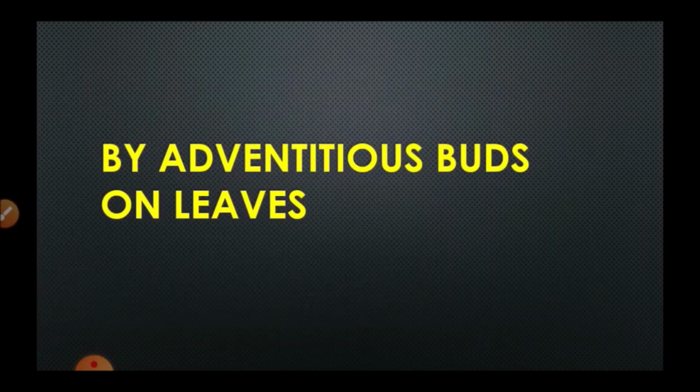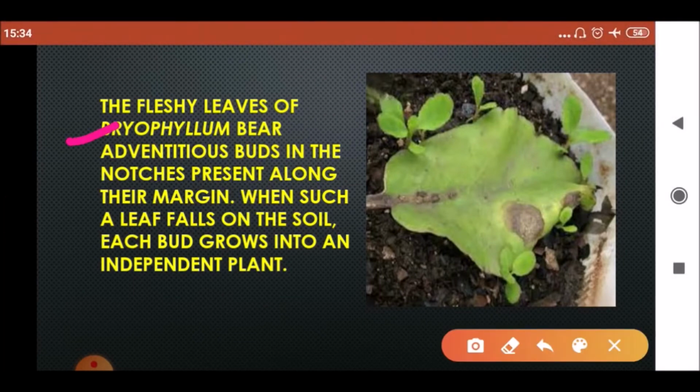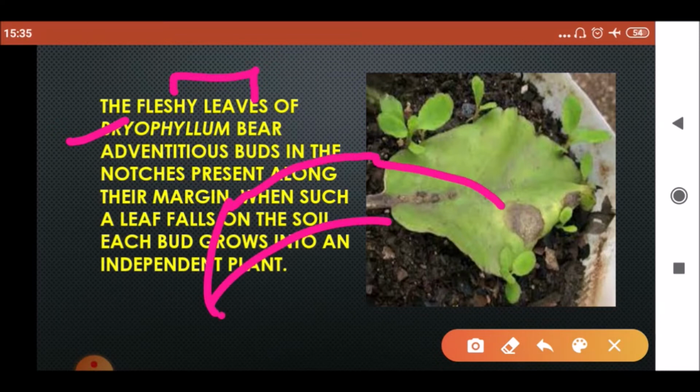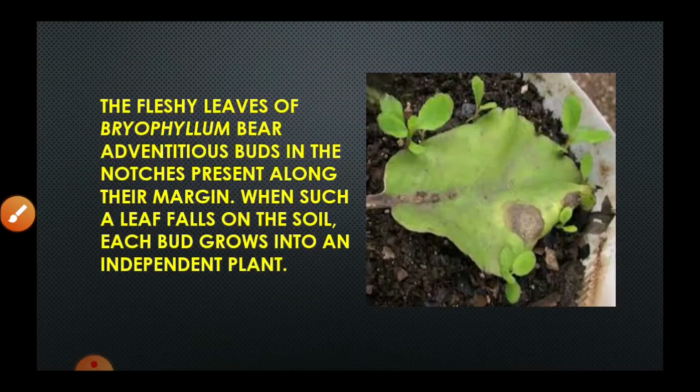Now moving on to the next type of natural vegetative propagation, by adventitious buds on leaves. Children, this can be studied by taking the example of bryophyllum. Bryophyllum has fleshy leaves and they bear adventitious buds in the notches present along their margin. Suppose this is a bryophyllum leaf. Here the notches are present and on these notches the buds arise, and as this leaf falls on the ground in the soil, each bud develops into an independent plant. So children, this is how vegetative propagation occurs by leaves.